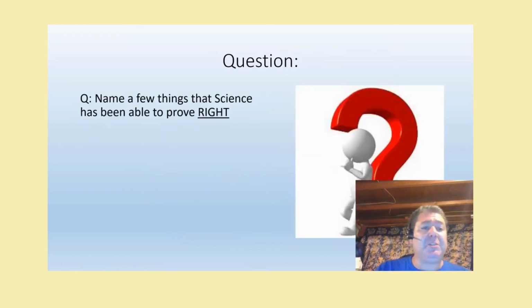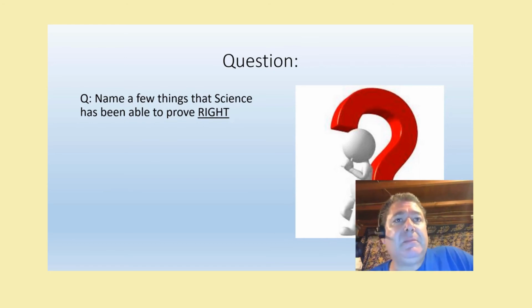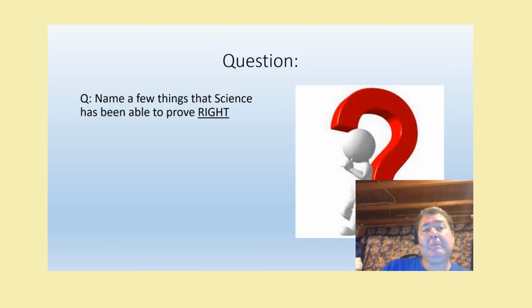So, question to you. Name a couple things that science has been able to prove right. I'll let you think about it for a minute here. Think of some of those scientific theories. How about gravity? Has science been able to prove that? Evolution. Plate tectonics, coming right back to geology. Big Bang. Which of these are correct, or which of these has science been able to prove?